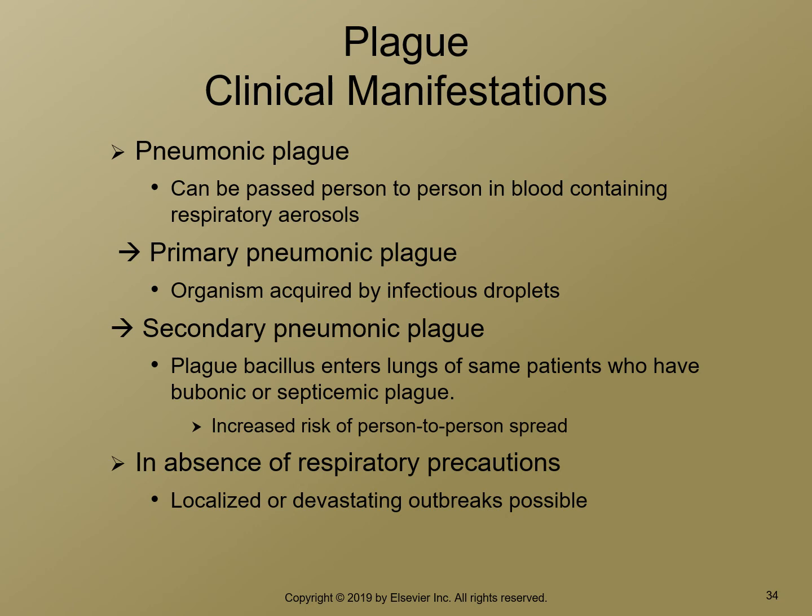With secondary pneumonic plague, there's an increased risk of person-to-person spread. This is because respiratory droplets are produced during coughing, and these are extremely infectious. In the absence of respiratory precautions, this form may lead to a localized or a devastating outbreak. One other important thing to note is the mortality rate of septicemic plague is almost 100%, with death occurring within 1 to 3 days.